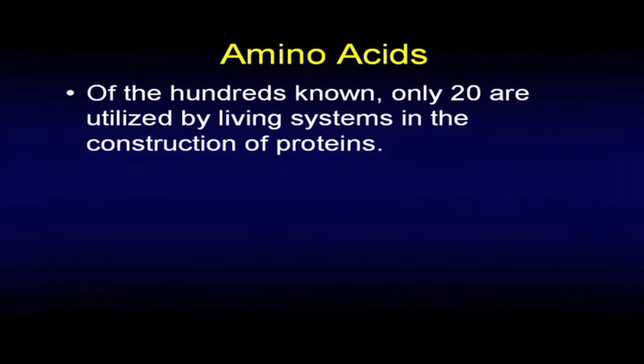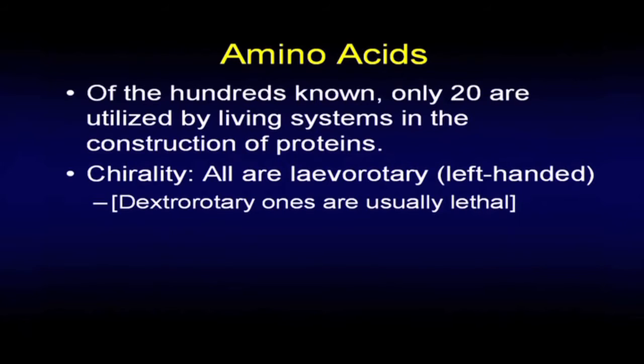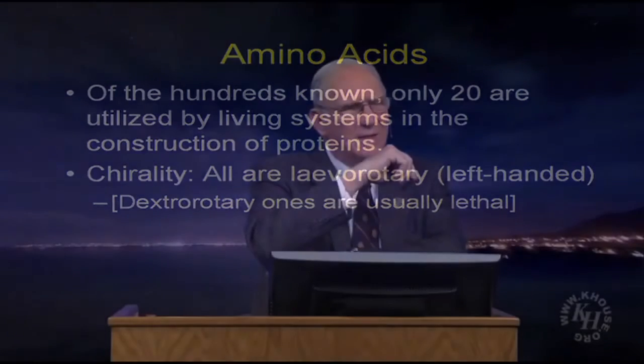Amino acids. There are hundreds of different kinds that are known, but only 20 are used by living systems, and they're used to construct the proteins that make us up. It's interesting: when you put one of these molecules together, you can put it together 2 ways. You can build a molecule and you can make its mirror image. It turns out that all living things are left-handed. Right-handed equivalents are poisonous to the left-handed ones. All life uses left-handed chirality. The chirality is always left-handed.